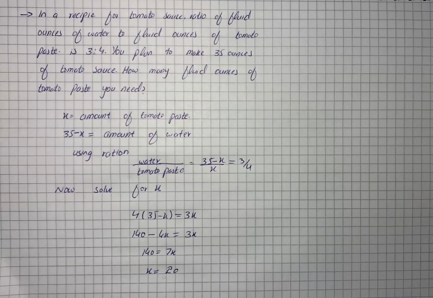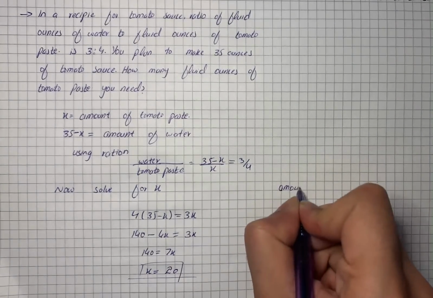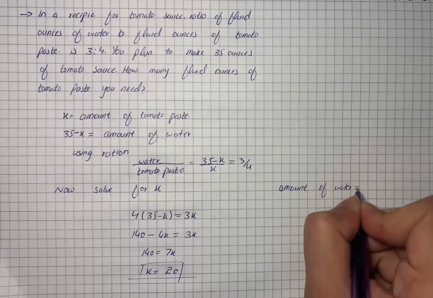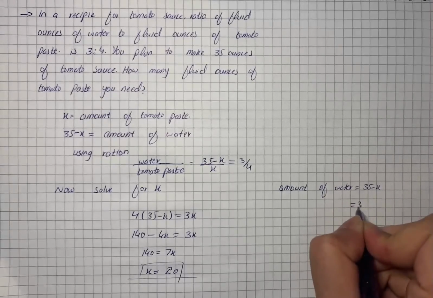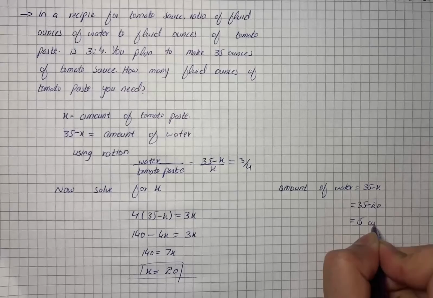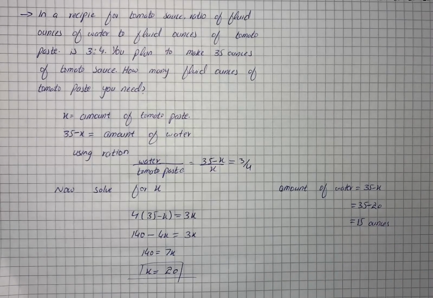So the amount of tomato paste X is 20, and the amount of water is equal to 35 minus X. So 35 minus 20 equals 15 ounces. 15 ounces of water and 20 ounces of tomato paste.